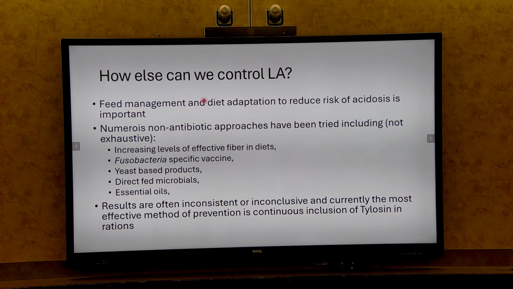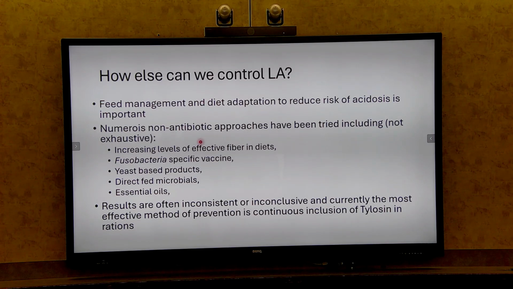So, what are some other ways that we can control? Feed management and adaptation to diet is one of the important things to reducing the risk of acidosis. So given the hypothesis that ruminal acidosis, potentially hindgut acidosis, increases your susceptibility to liver abscess, then doing things that will reduce the risk of acidosis can hopefully reduce liver abscess.